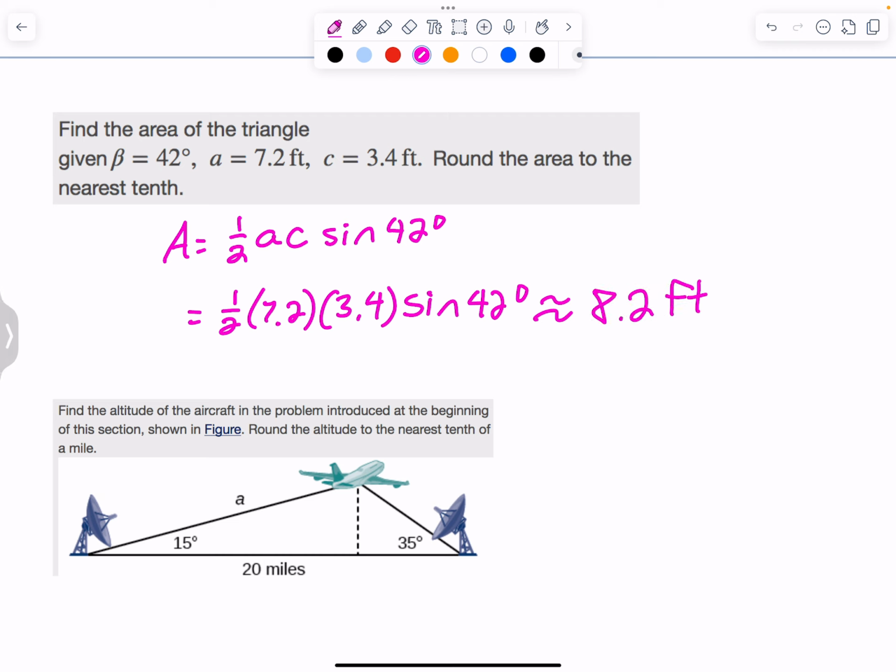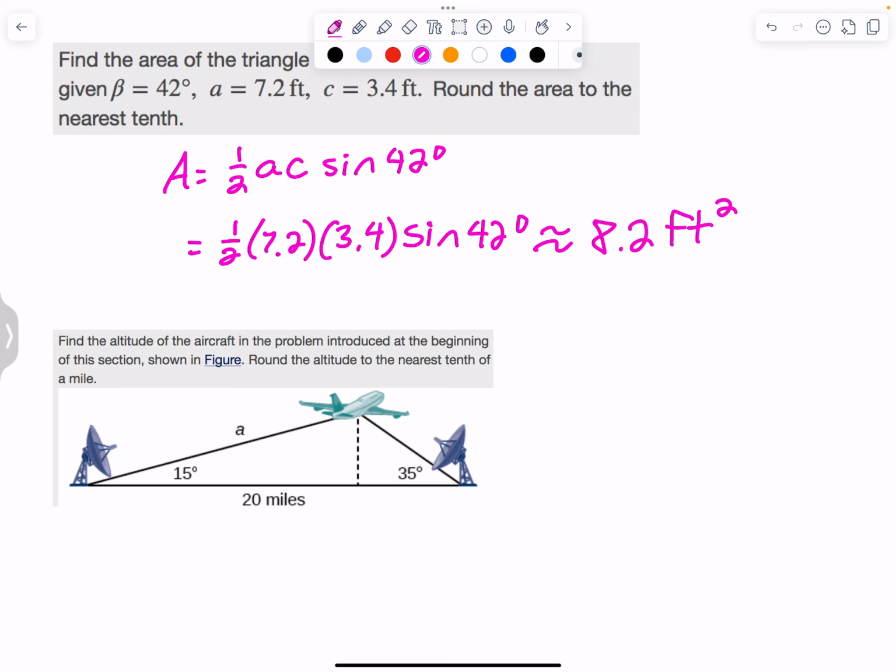Right? And they did give us units here. It's not bad. You just got to plug it in. All right, I have two application problems that aren't area. It's for finding altitude of things. So find the altitude of the aircraft, and the problem introduced at the beginning of the section.